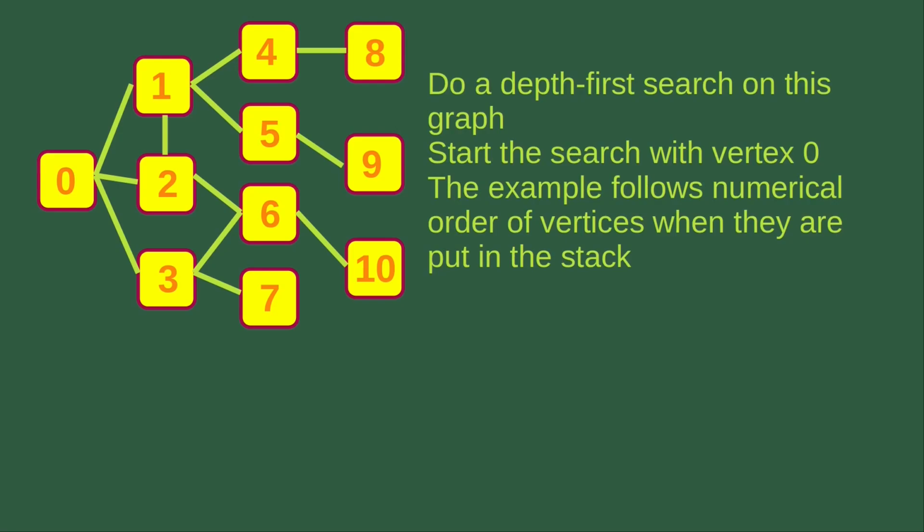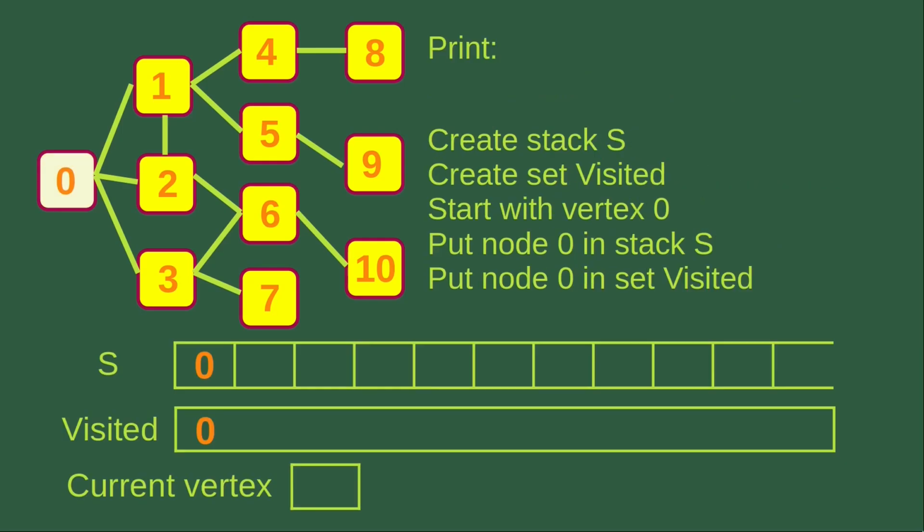Now let's take a look at this example. I want to do a depth-first search on this graph, and we start with vertex 0. And the example here would follow the numerical order of the vertices when they are put into the stack. So I need to do initialization first. I need to create a stack called S, and I also need to make a set called visited. And then I will start with vertex 0.